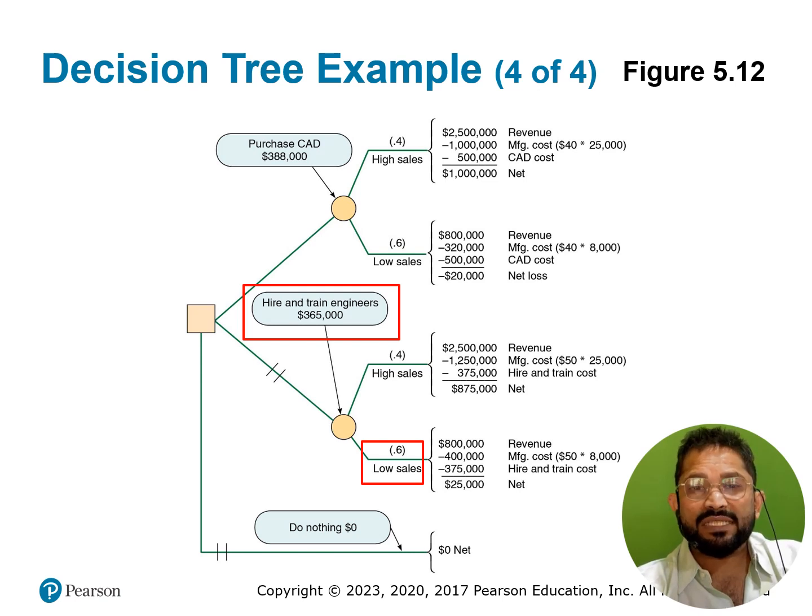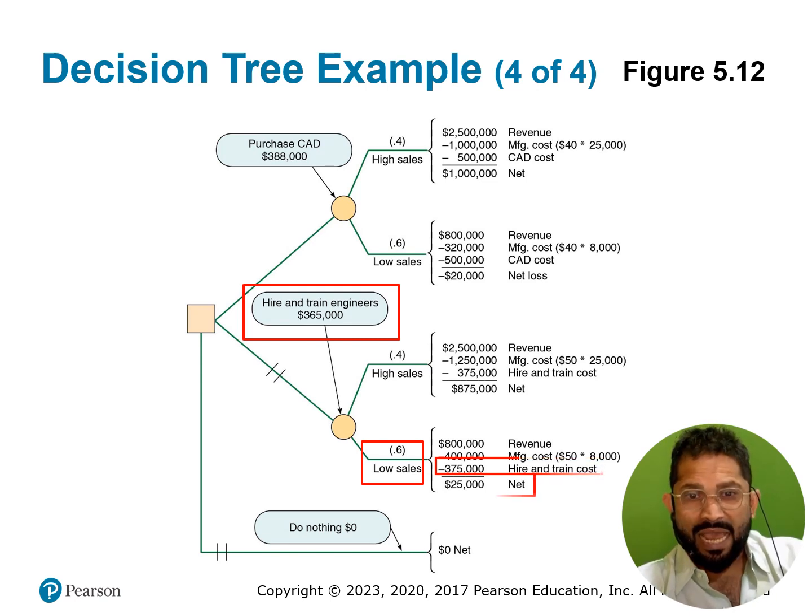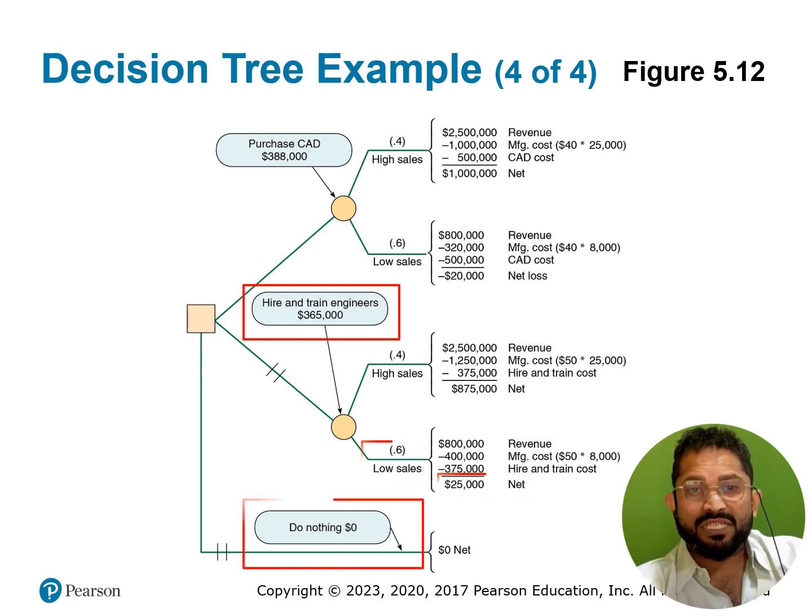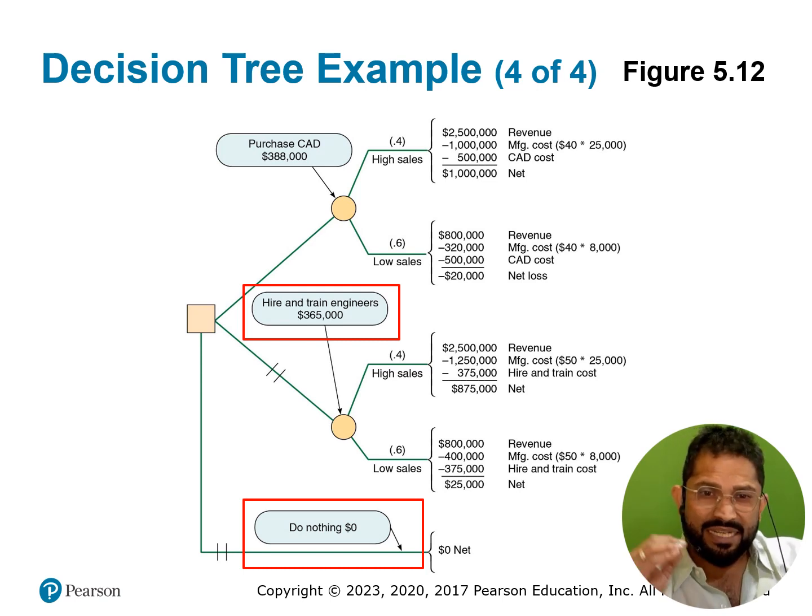probability of 0.6, that will generate revenue of $800,000 from sales, $100 per unit for 8,000 units. Manufacturing cost is going to be $400,000, $50 per unit for 8,000 units. Hiring and training cost is going to be $375,000, and net profit of $25,000. The last option is do nothing, which would result in $0 net profit or loss, as there are no associated costs or additional revenues.